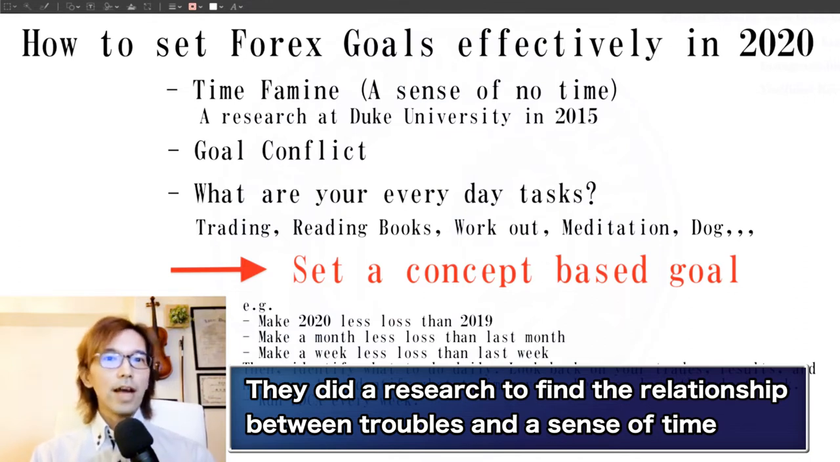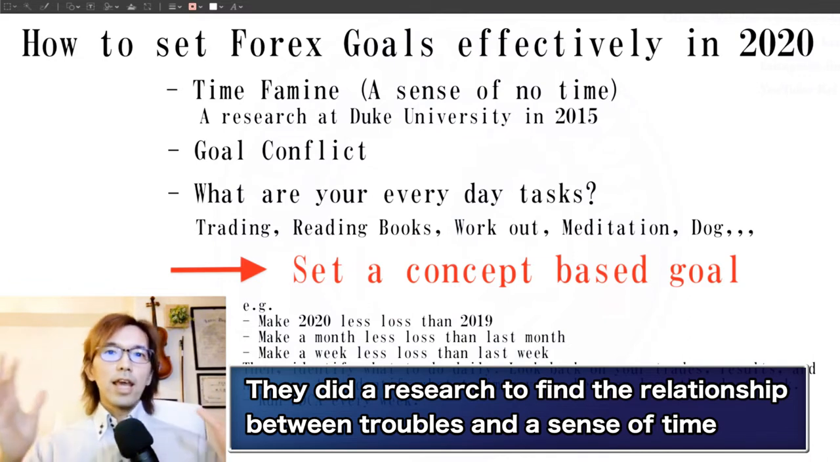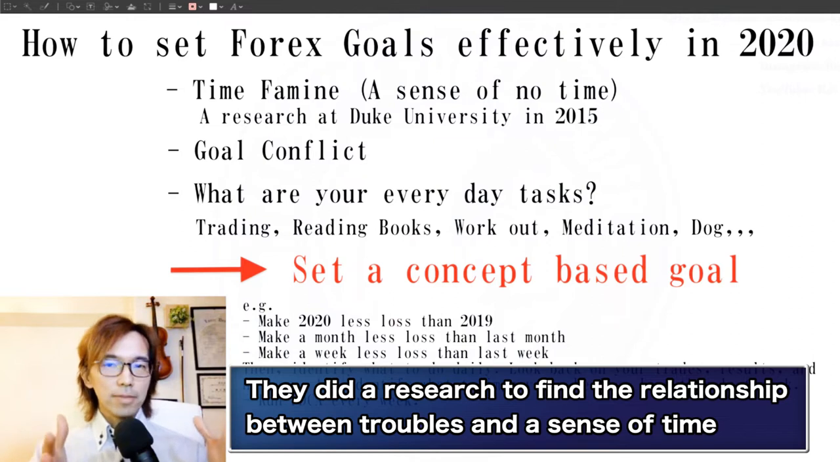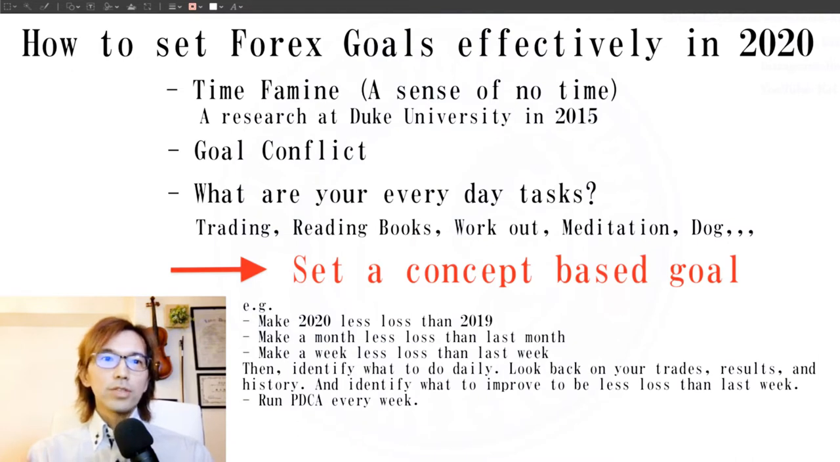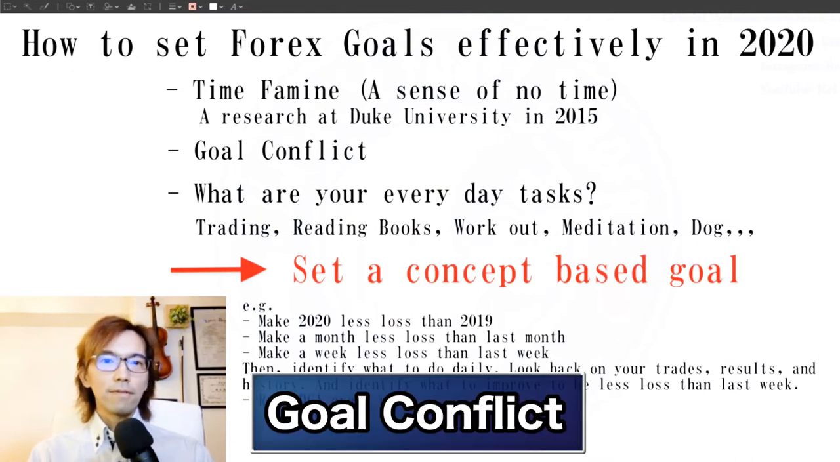And they researched how their sense of time is affected by those troubles. And actually they found a relation between the sense of troubles and the sense of time. They looked into how much time the subjects felt they were spending on certain tasks. And what they found was so interesting. They found that those who set a certain goal have a sense of no time, like, oh my goal, I don't have enough time, like time flies. And that's what they call goal conflict, which was happening to those subjects who thought that time flies.